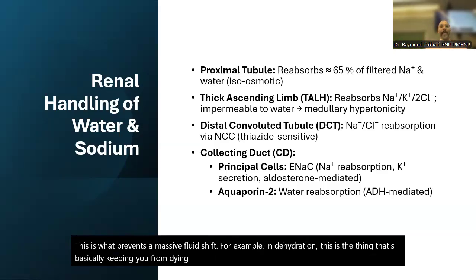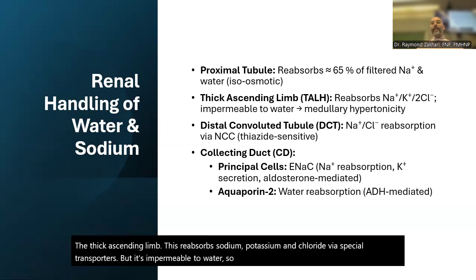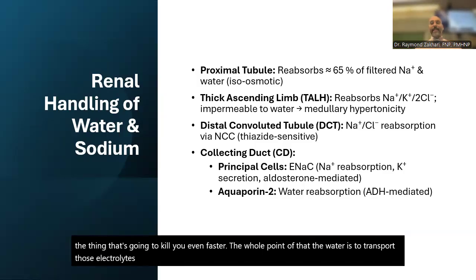It's buying you time. The thick ascending limb reabsorbs sodium, potassium, and chloride via special transporters, but it's impermeable to water. So it's only pulling the electrolytes, because that's the thing that's going to kill you even faster. The whole point of the water is to transport those electrolytes around. So this creates a concentrated medulla in the kidney, and this sets up the ability to make concentrated urine later.